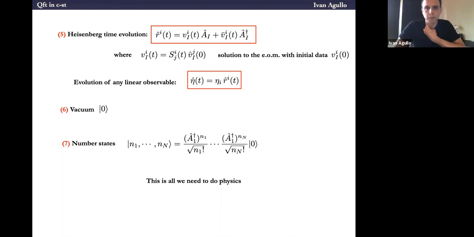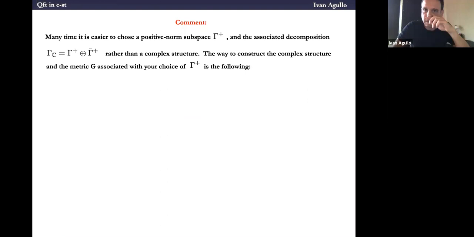I am about finishing this part and then we will have a break. So, a comment: rather than introducing a complex structure, many times it is easier just to identify gamma plus itself, using physical arguments, as I will show you in an example in one second. So again, many times it's easier to identify what is the gamma plus you want to use.